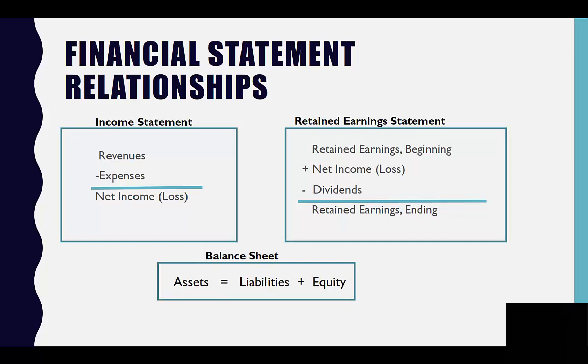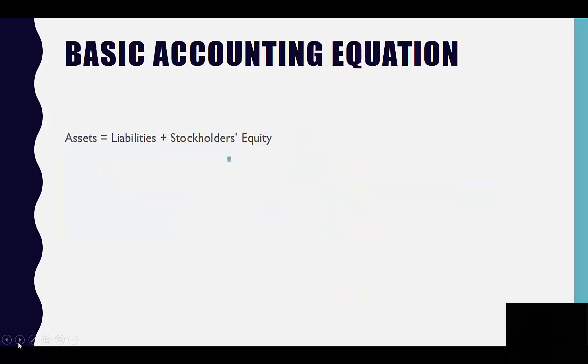Why do we create the income statement first? Well, we need net income in order to complete the retained earnings statement. See how net income flows over from the income statement to the retained earnings statement. And we need retained earnings at the end of the period for the stockholders' equity section of the balance sheet. Remember that stockholders' equity is made up of contributed capital and retained earnings.